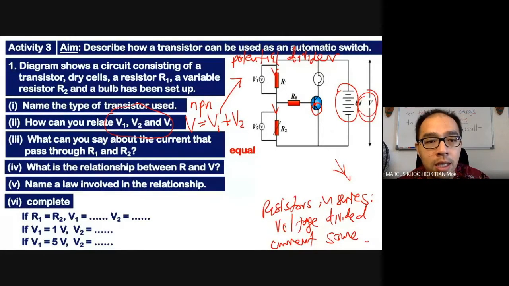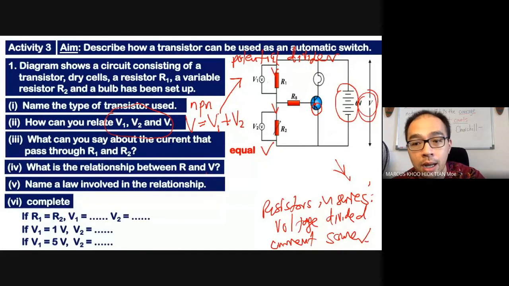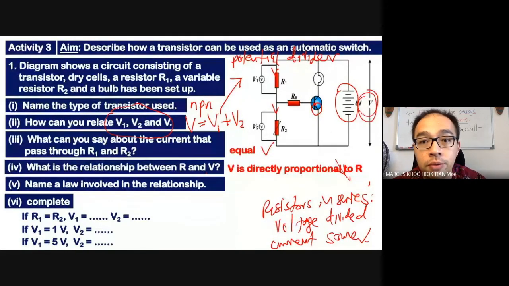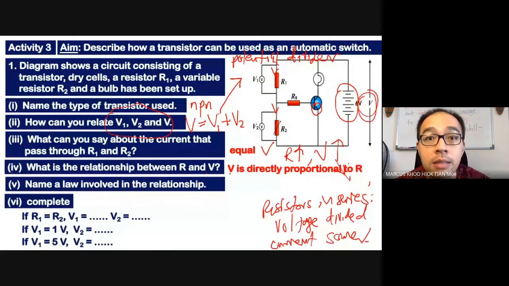What can you say about the current that passes through R1 and R2? As I said before, the current must be equal because these are resistors in series. Dia bersambungan. What is the relationship between R and V? R is directly proportional to V, or V is directly proportional to R. The bigger the R, the bigger the V. Bila R makin besar, V makin besar. Ini semestinya. The bigger your halangan, the bigger the voltage.